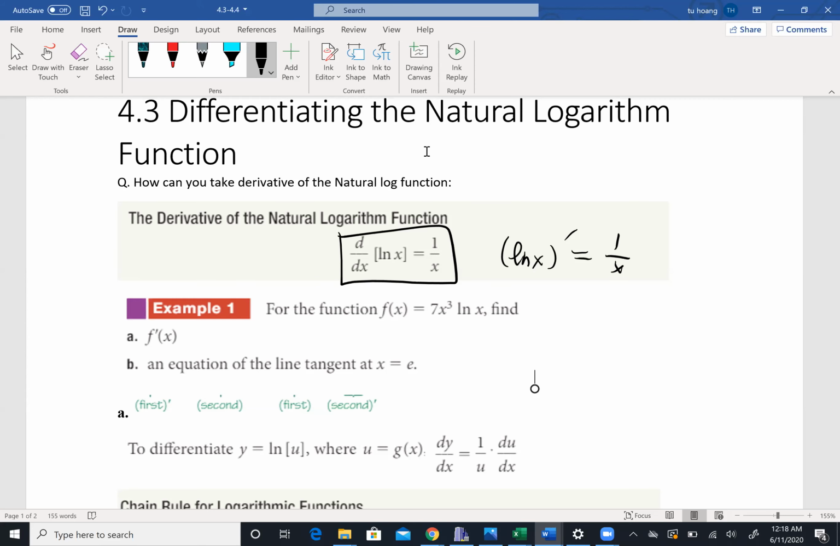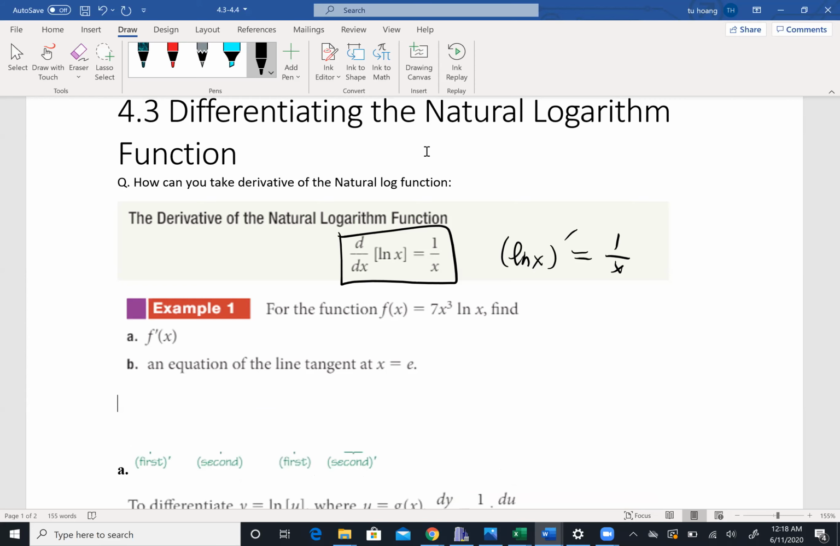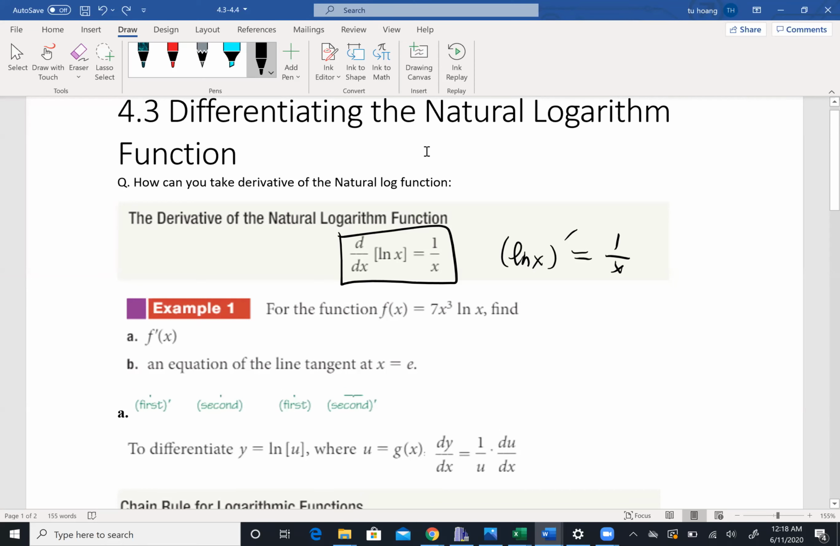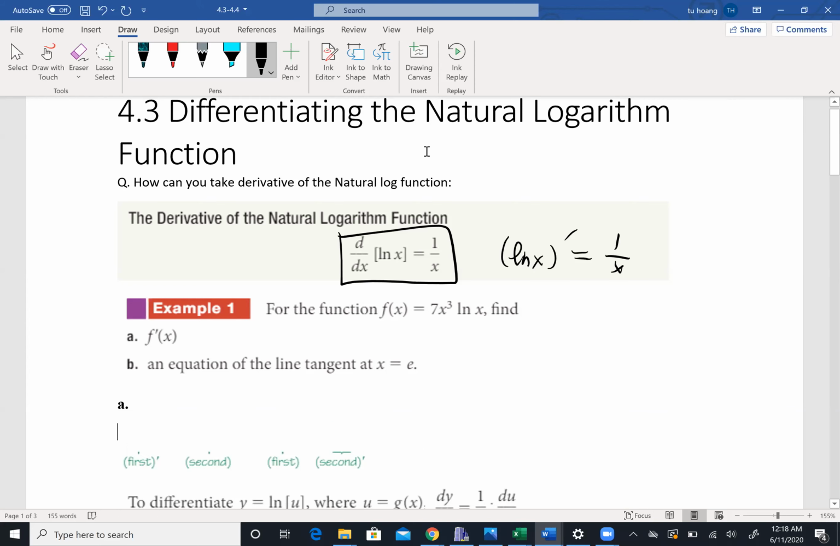Example one. In example one here, I have part A. I have f(x) equal to 7x cubed times ln x, and part A is saying let's find the derivative of f(x). So let me rewrite f(x) first, equal to 7x cubed ln x.